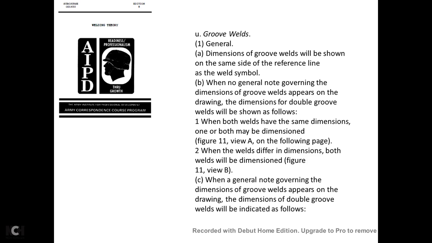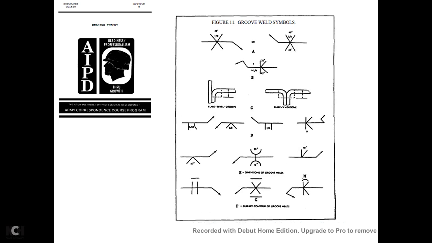Generally, the dimension of the groove weld will be shown on the same side of the reference line as the welding symbol. B. When no general note is given but the dimensions of the groove welds appear on the drawing, the dimensions of the double groove welds should be shown as follows: 1. With the both welds having the same dimensions, only one may be dimensioned, or both may be dimensioned. When the welds are different in dimensions, both welds will be dimensioned. C. When a general note governing the dimension of the groove welds appears on the drawing, the dimension of the double groove weld will be indicated as follows.